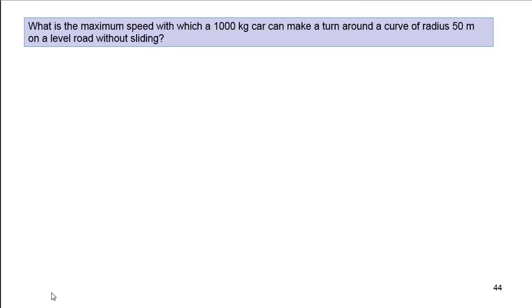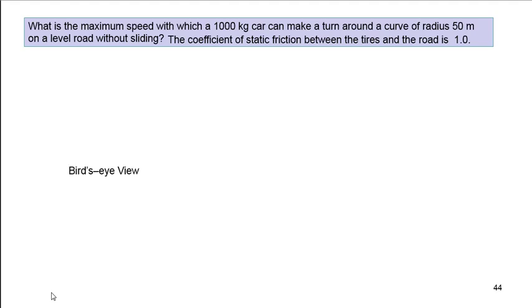Let's do another example. So read through this one, take some time to think about it. The first thing you might want to consider is which force is the centripetal force in this case. Well, as I said before, if you're not going to be sliding or slipping out of your turn, then static friction is the centripetal force. So we need to know what's the coefficient of static friction. And there it is. Okay, so there's my coefficient of static friction.